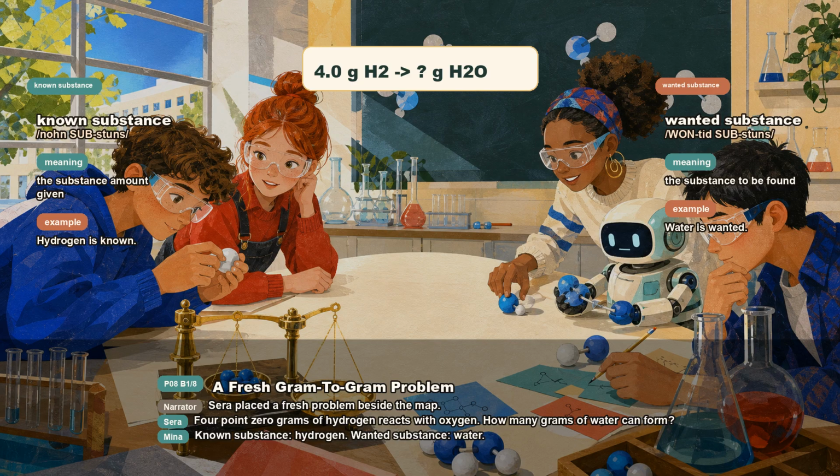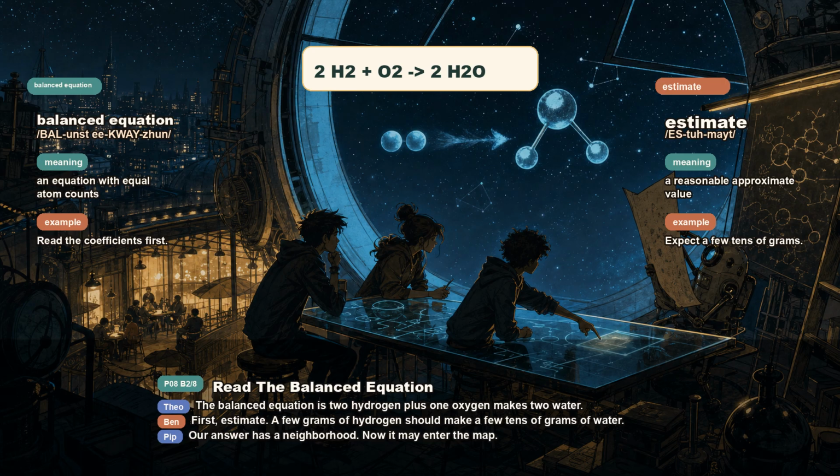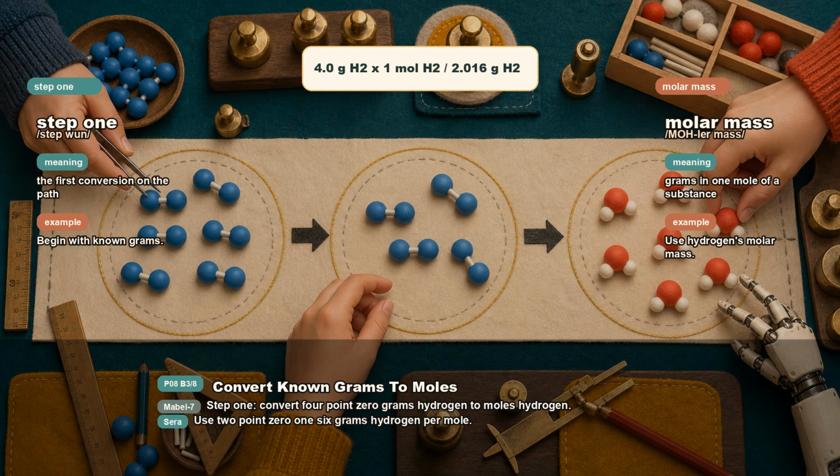Sierra placed a fresh problem beside the map. 4.0 grams of hydrogen reacts with oxygen. How many grams of water can form? Known substance, hydrogen. Wanted substance, water. The balanced equation is 2 hydrogen plus 1 oxygen makes 2 water. First, estimate: a few grams of hydrogen should make a few tens of grams of water. Our answer has a neighborhood. Now it may enter the map.